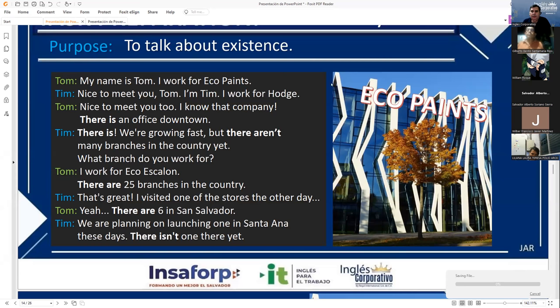Launching, what do you mean? They are opening one in Santa Ana. It's another way of saying they are opening one in Santa Ana. Normally they use launching here: you launch a product, launch a campaign, or you open a store. But don't worry, this is a little modified. It's from the manual. I modified some of the things that were a little strange. The others I left as they were.